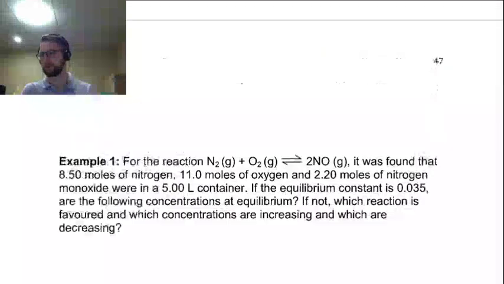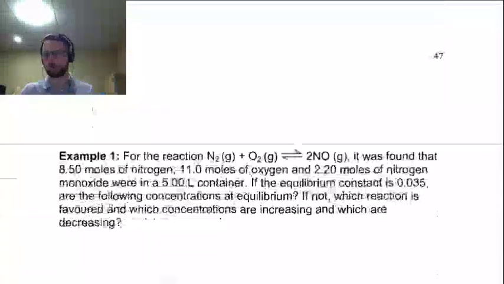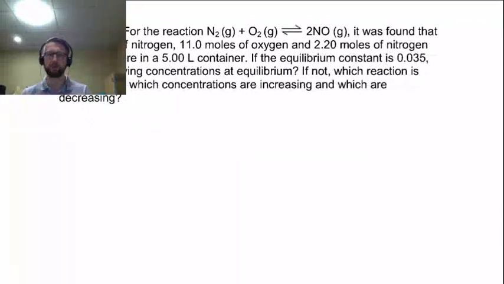Okay, so let's get some work done here. For the reaction of nitrogen plus oxygen gives us NO, it was found that 8.5 moles of nitrogen and 11 moles of oxygen and 2.20 moles of nitrogen monoxide were in a 5-liter container. If the equilibrium constant is given, are the following concentrations at equilibrium? If not, which reaction is favored and which concentrations are increasing, which ones are decreasing? Okay, let's check it out.